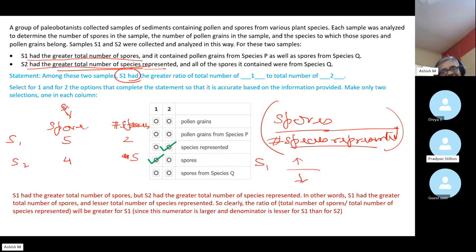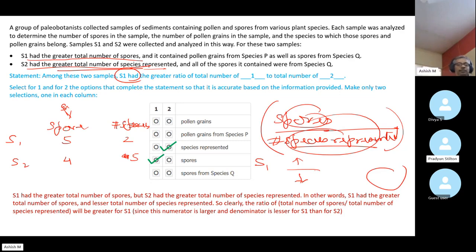No, so that's what it is, Pradyan. I thought you can't compare. This is where I was actually getting confused. You can't really compare the number of spores with the number of species. No, I mean, it's like an apples to apples comparison. It has to be an apples to apples comparison.